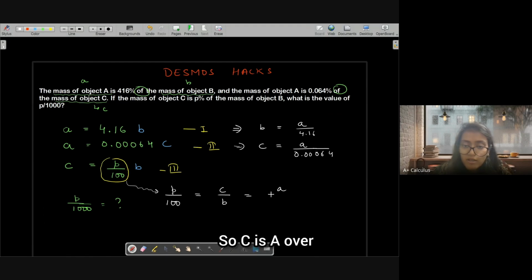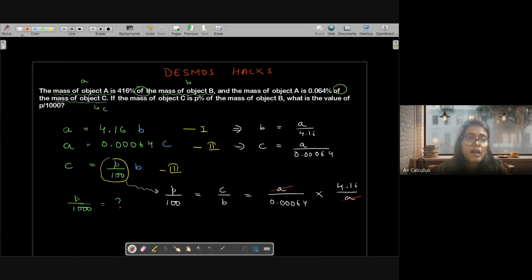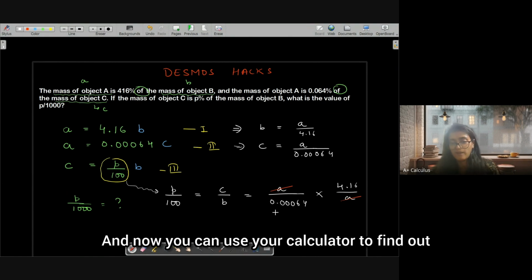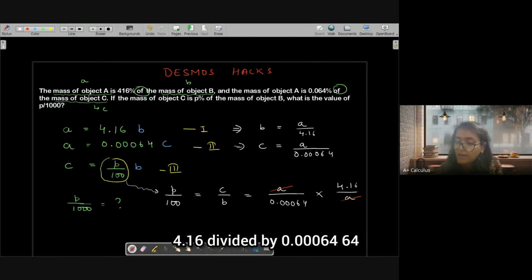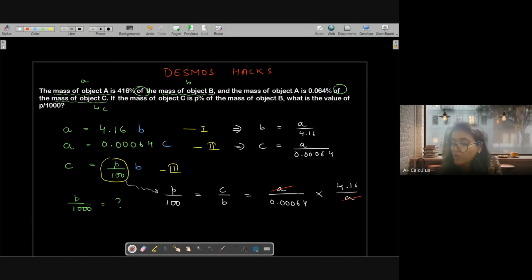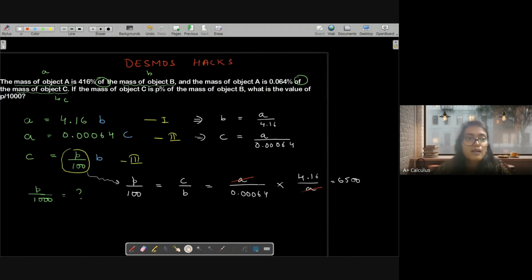So C is A over 0.00064 and divided by B. So flip B. So 4.16 over A. So A and A will get cancelled. And now you can use your calculator to find out what will be 4.16 divided by 0.00064. Okay, so that gives us 6,500. Okay, but be very careful.